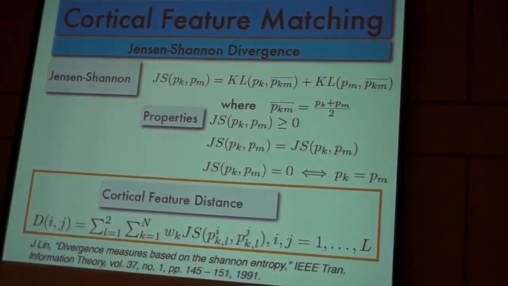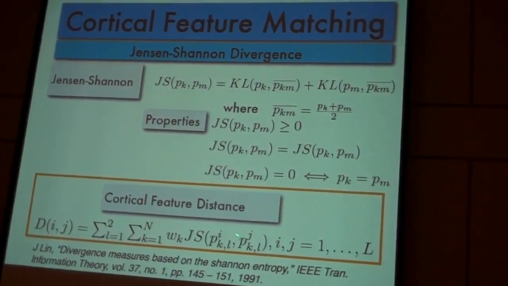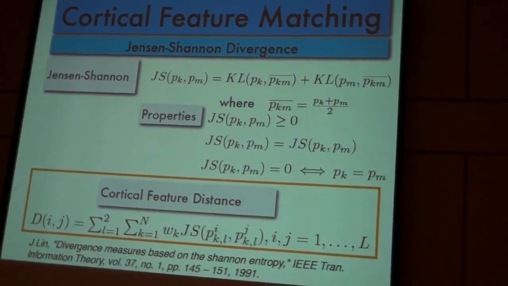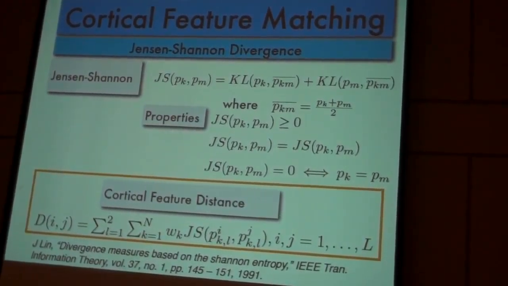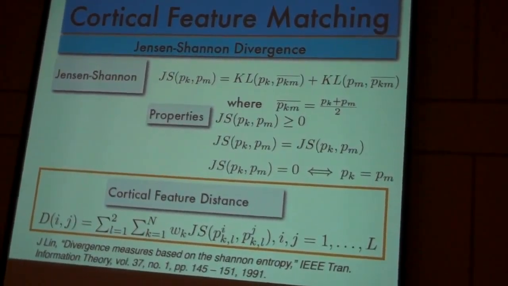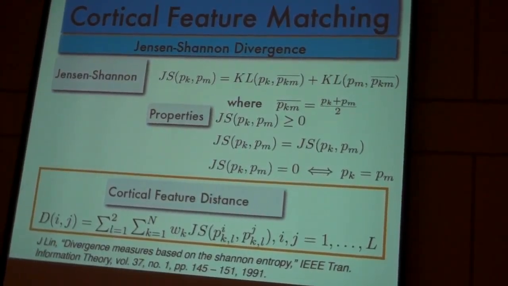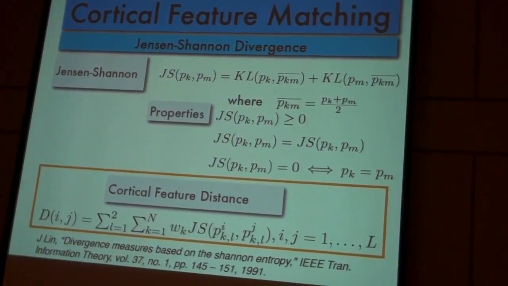And so the cortical feature distance is finally given by a weighted sum of all the Jensen-Shannon divergences for all the regions for both of the hemispheres. So we know that this is not a true metric. It doesn't satisfy the triangle inequality. But the square root of this form is actually a metric. However, in this work, we've used this form as presented.